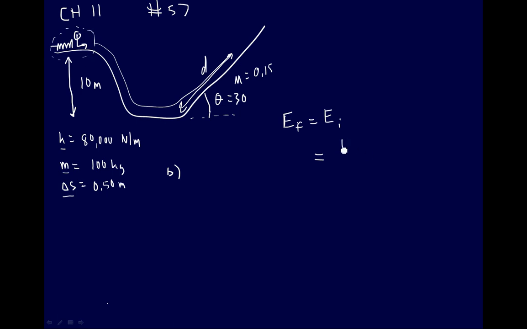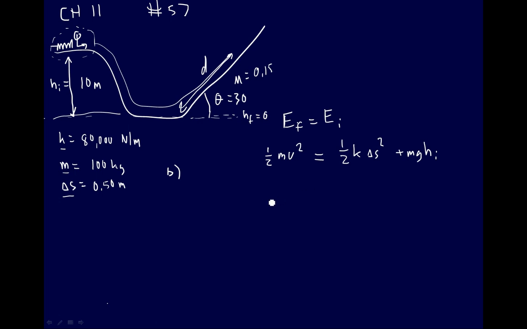Initially, the person's going to have some spring energy, 1/2 K delta S squared, and then they're going to have mg times the initial height, which I'll call 10 meters. I'll call the final height, down here at the bottom, equal to 0. So afterwards, all their energy will be in kinetic energy.